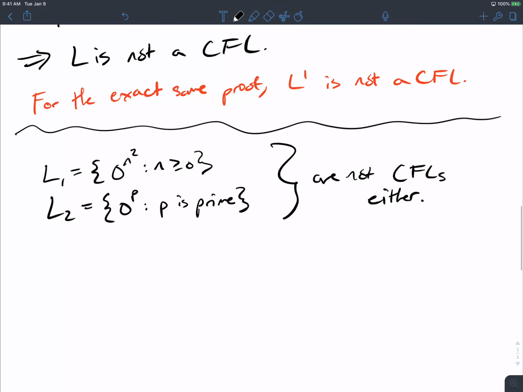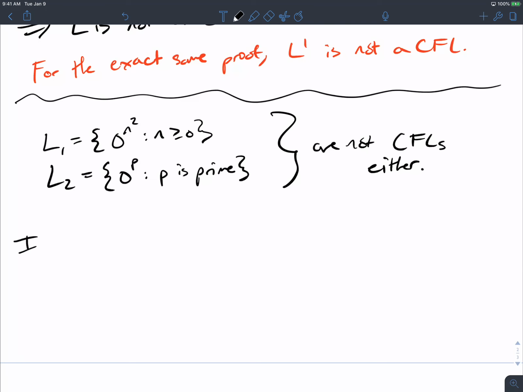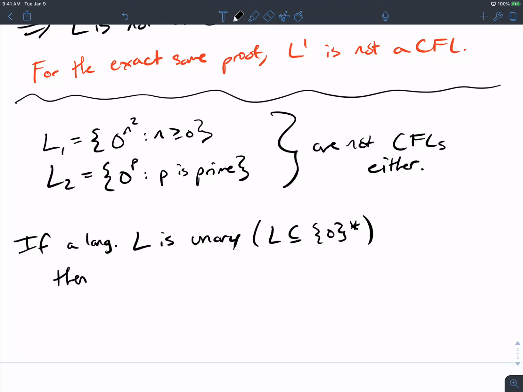I'm going to actually state a result, and I'm going to sketch why it's true. If a language L is unary, and by this I mean that it's a subset of, say, 0 star, the only meaning behind unary is that it has only one character. There's not two characters. If it's unary, then L is regular if and only if L is a CFL.